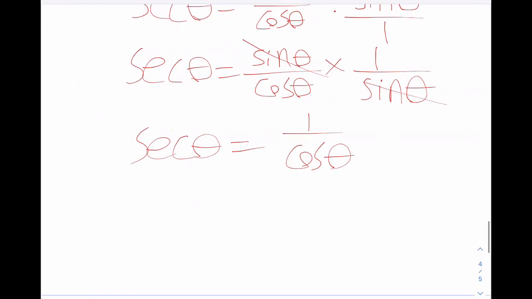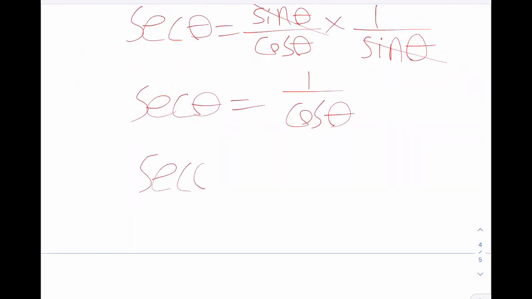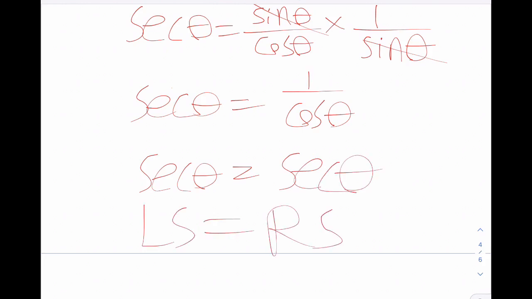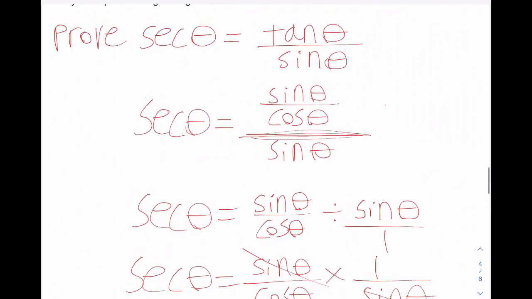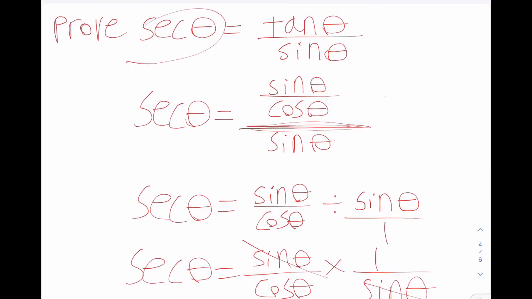But what's 1 over cos of theta, guys? 1 over cos of theta is equal to secant of theta. So left side is equal to right side, so therefore we can say that we just proved that secant of theta is equal to tan of theta over sine of theta.